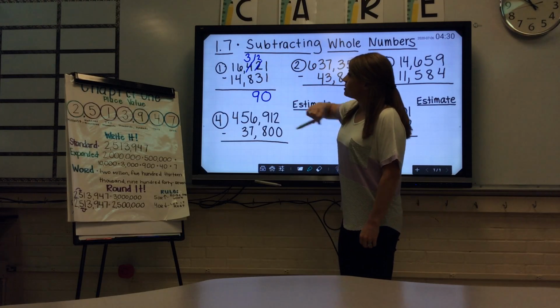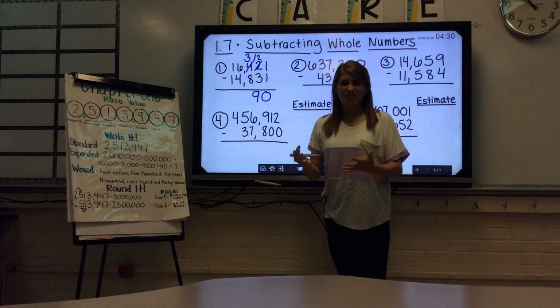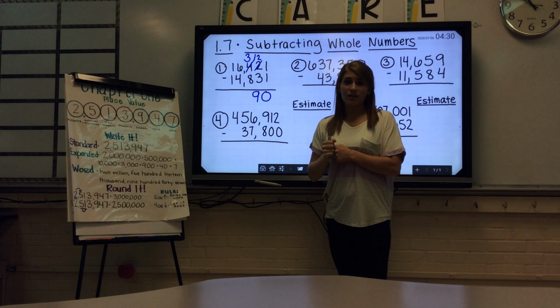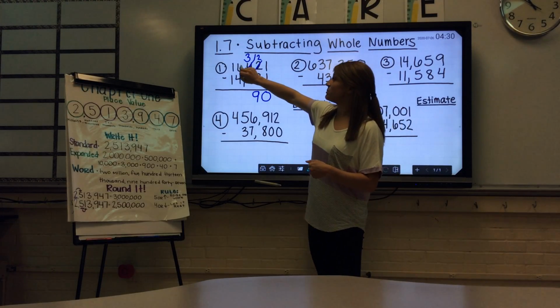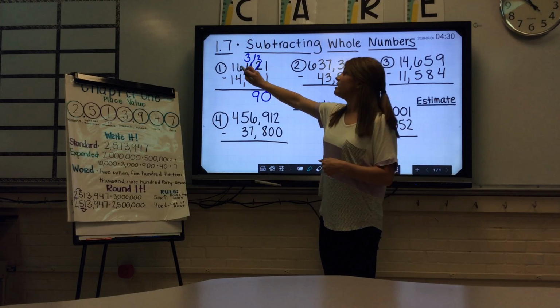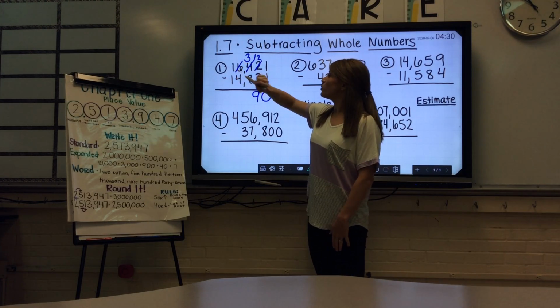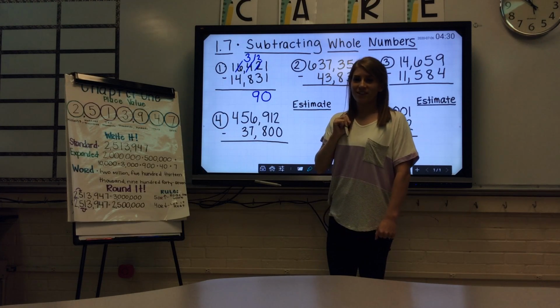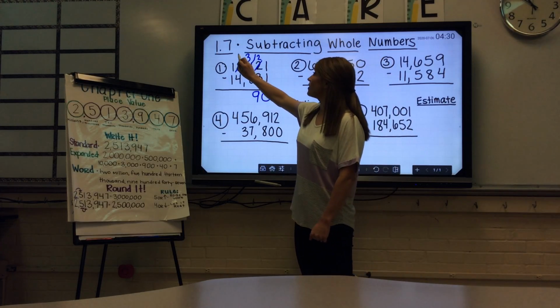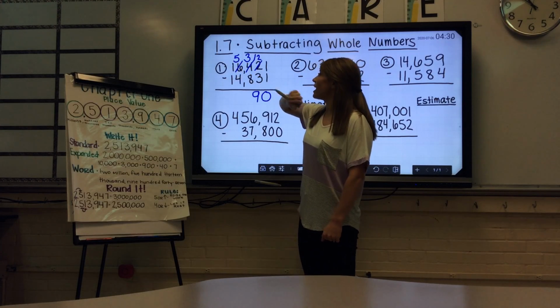3 minus 8. Uh-oh, same situation. Can I take 8 away from 3? No, I can't. So I'm going to have to go next door to my neighbor, and I'm going to have to borrow again. So I'm going to borrow from this 6. When I borrow from that 6, what will it change to? Good. It'll change to a 5. I'm going to write that right up here so I don't forget.